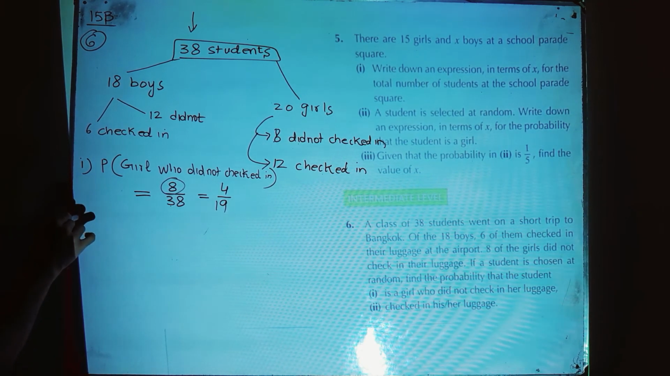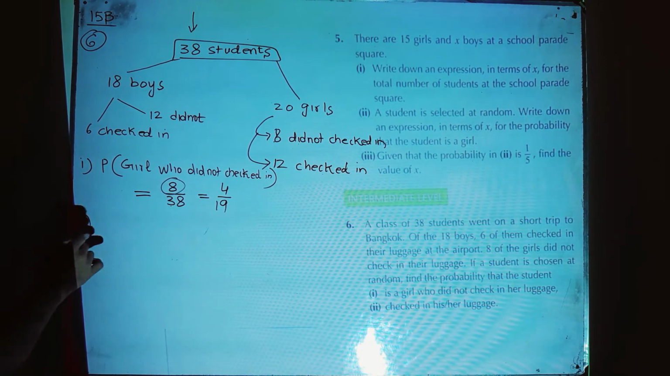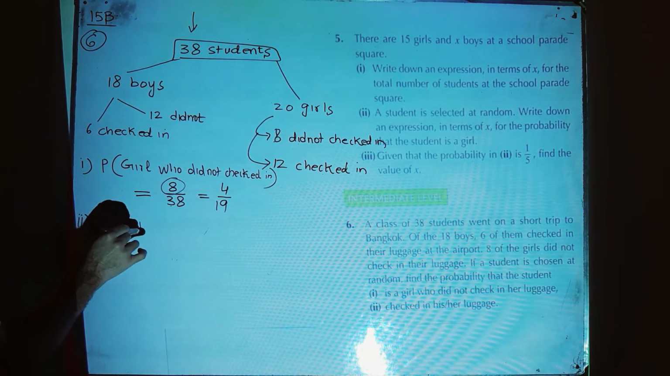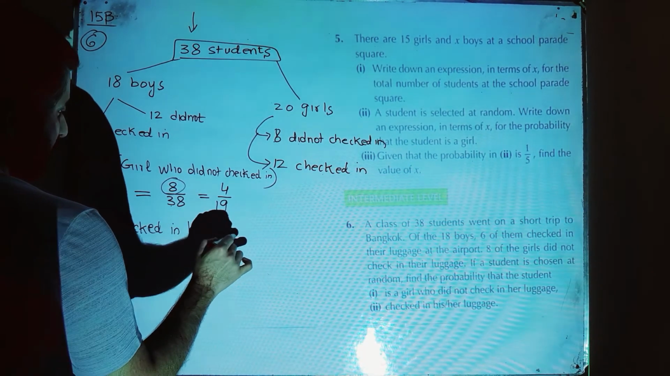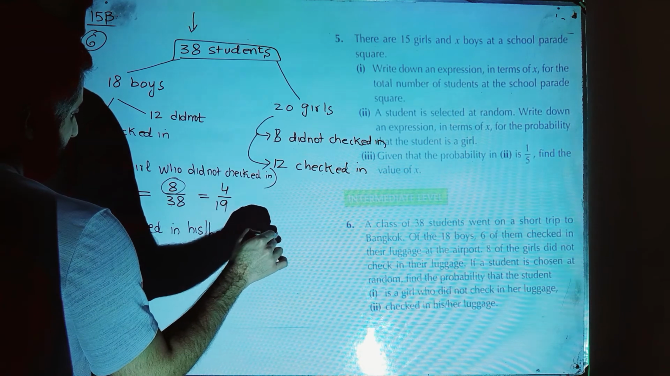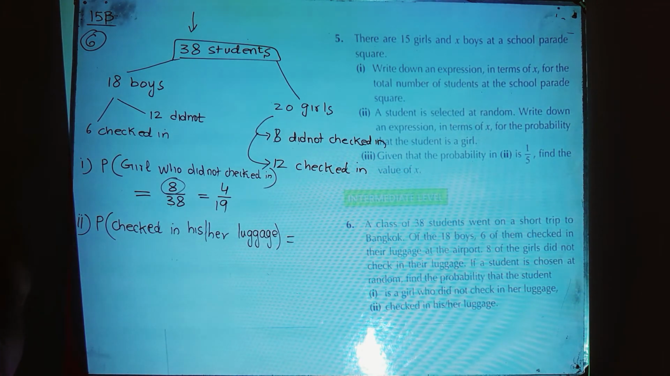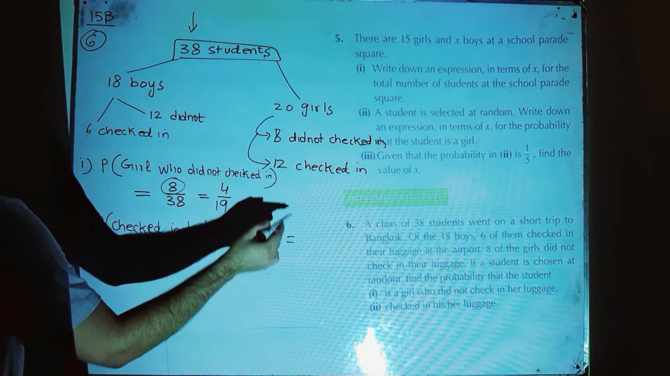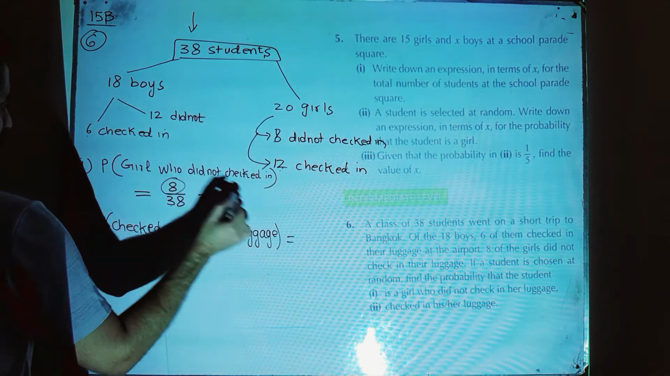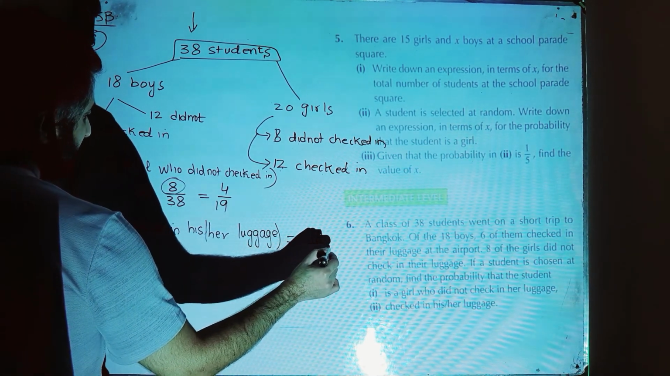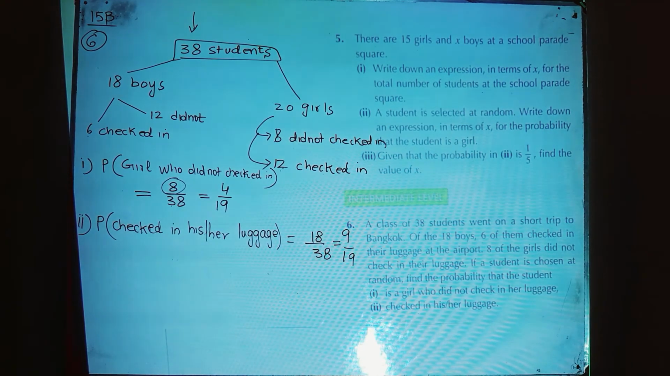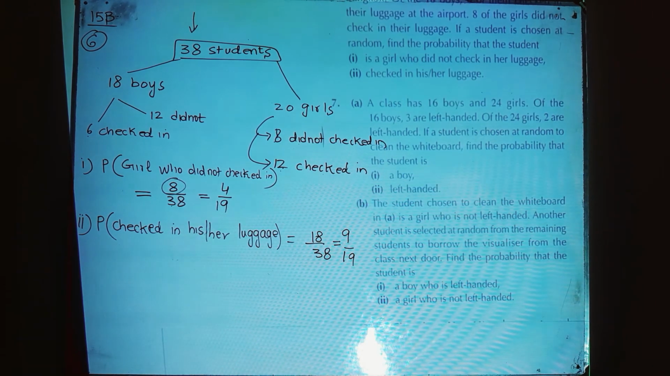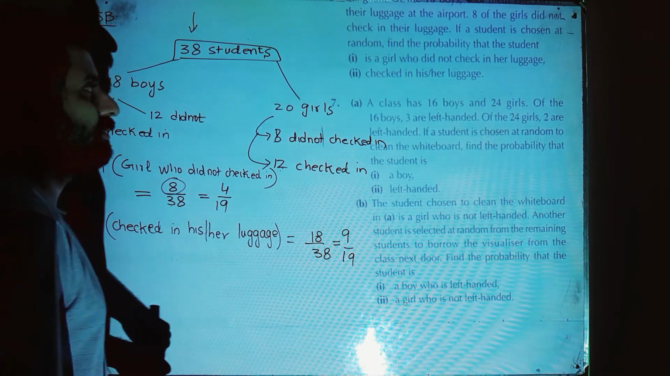What about part number 2? Checked in his or her luggage. Probability of checking in, and I am talking about his or her, that means both boys and girls. Am I right? Okay. How many boys checked in? 6. How many girls checked in? 12. 12 plus 6, 18. Total number of students, 38. To 9 times 18, to 19 times 38, 9 by 19 is the answer for question number 6, part number 2. So this is the solution up to question number 6 of D2, exercise 15B.